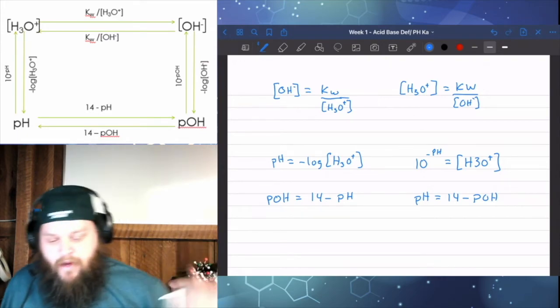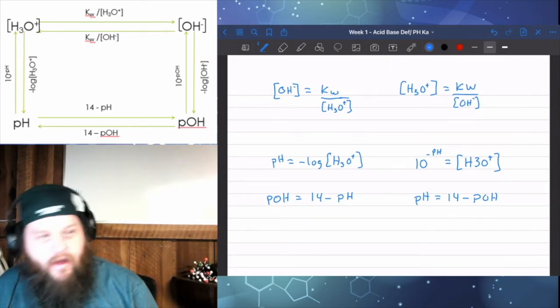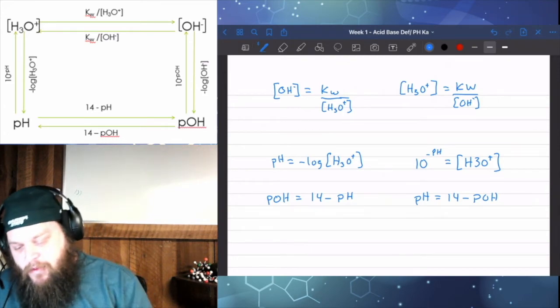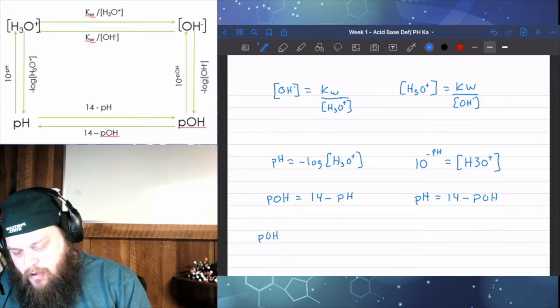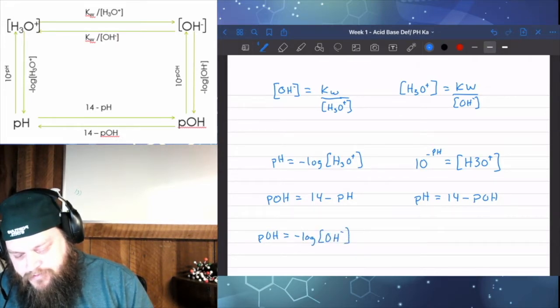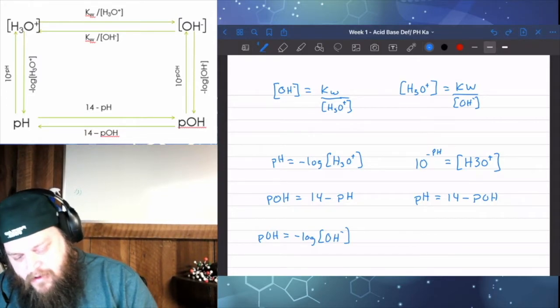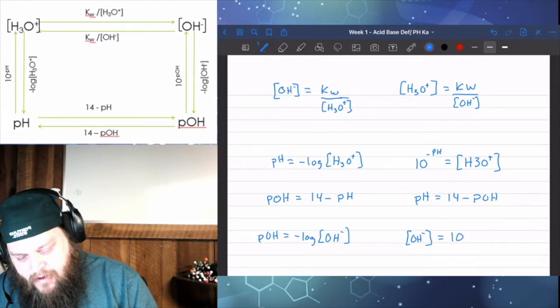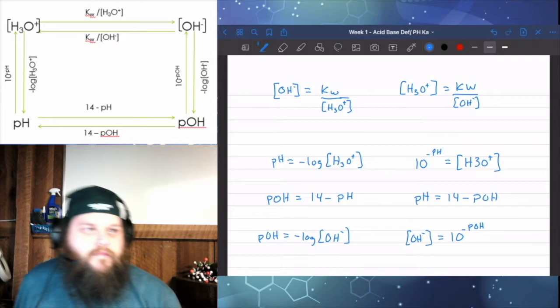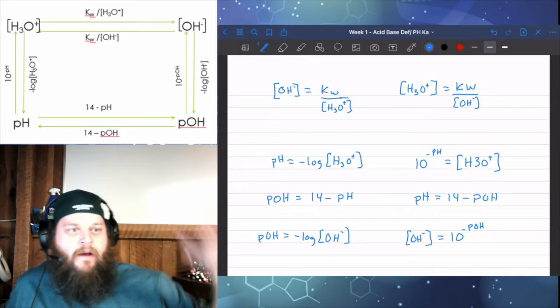And to go up the right-hand side, we can connect pOH with the concentration of OH minus, very similar to what we did with pH, where pOH is going to equal the negative log of the concentration of OH minus, and the concentration of OH minus is going to equal 10 to the power of negative pOH. So just kind of working my way around that box.